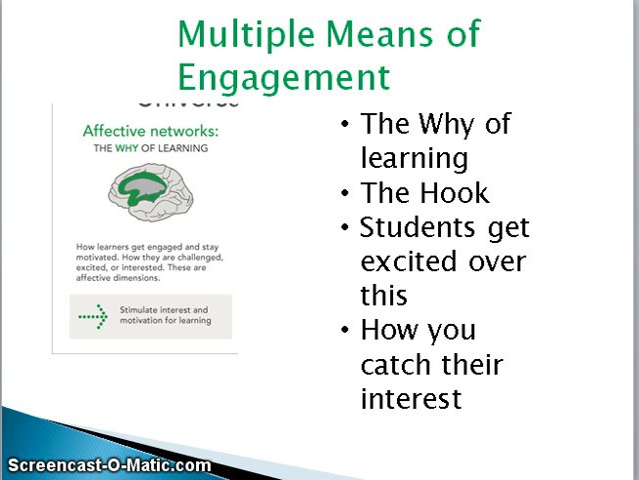I think I do a really good job with this in my classroom. When we took that survey this week, this was my highest score, is the multiple means of engagement, and I think there are a couple different reasons why I scored so high, and because I use a lot of different ways to engage the students.